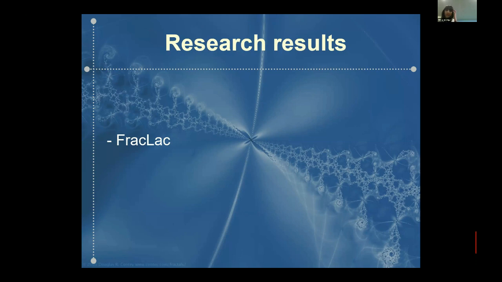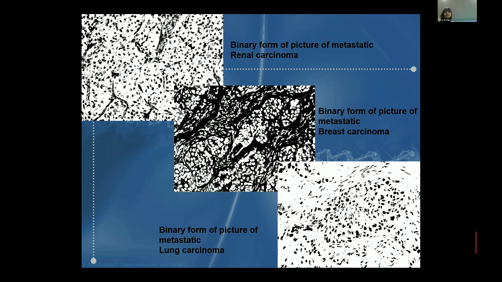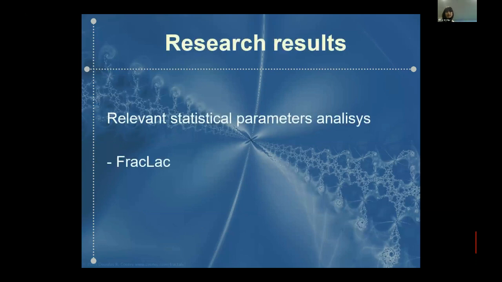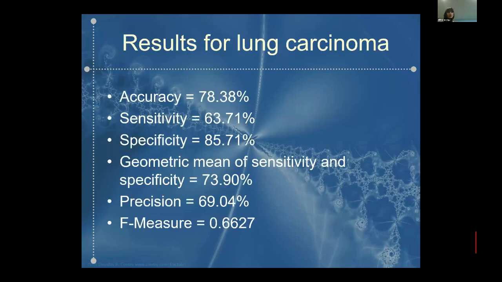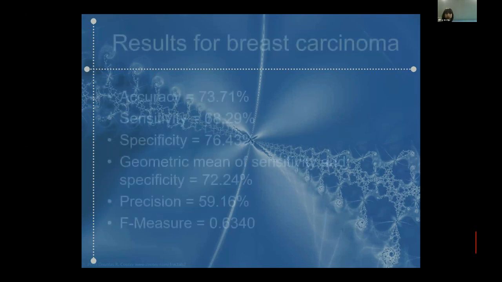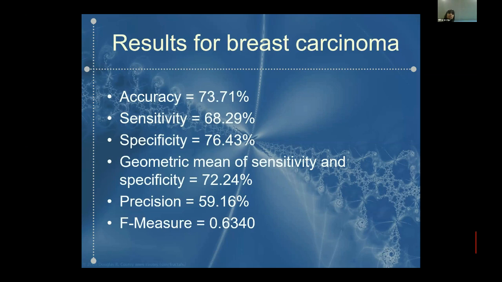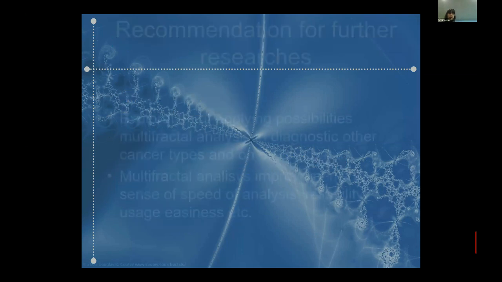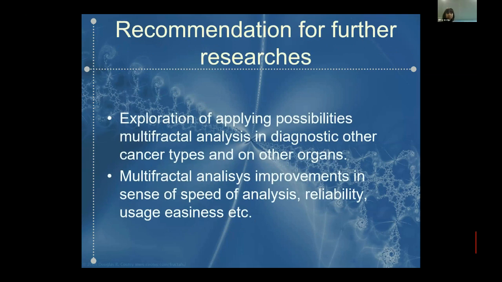After this multifractal, we applied a neural network, CNN with convolution filters. You will see these were the results after applying FRAC-LAC. It puts it in binary. And after that, we got these results. For lung carcinoma, accuracy was over 78%, which is very good. According to the 3 groups, for breast it was over 73%, and for renal over 76%. These are very, very good results.